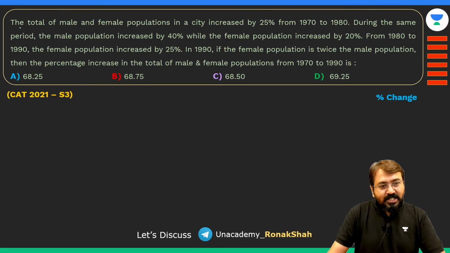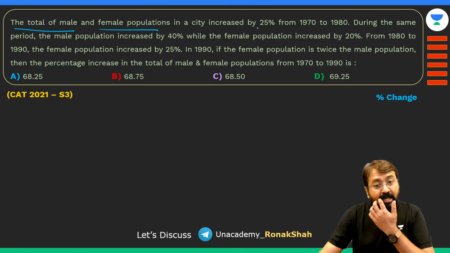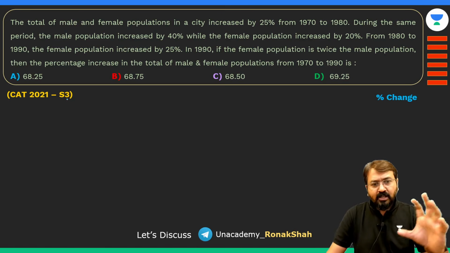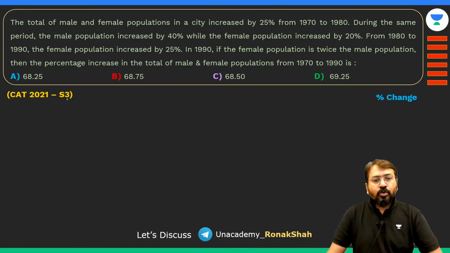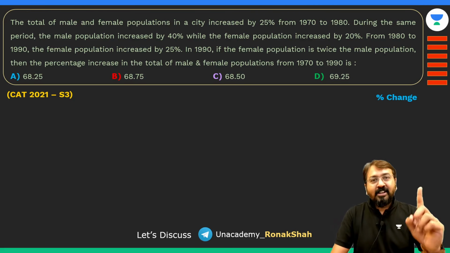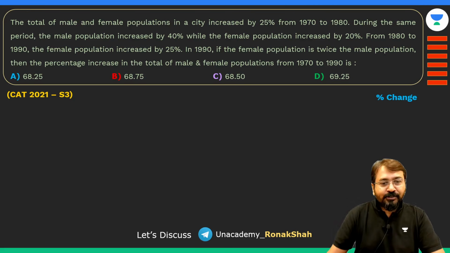Yeah, so this question: the total of male and female population in a city increased by 25% from 1970 to 1980. Now this question may look difficult because it is of almost 4 lines, and it has so many changes, but actually it was a very simple question. Once again, it is from just the recent CAT paper, slot 3. Most of the students are complaining about slot 3, so I'll keep highlighting this point that slot 3 questions are not difficult. Let's see this question and then you decide for yourself.